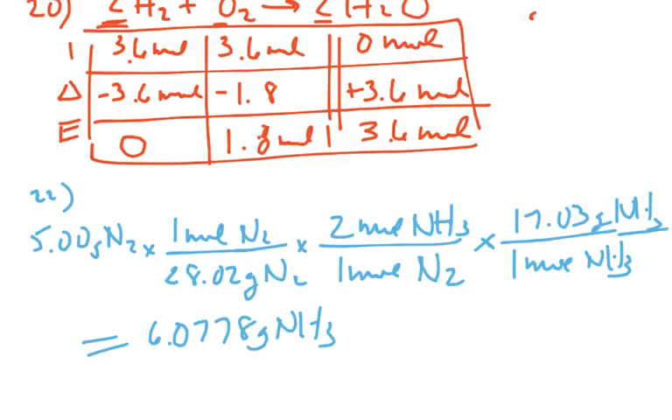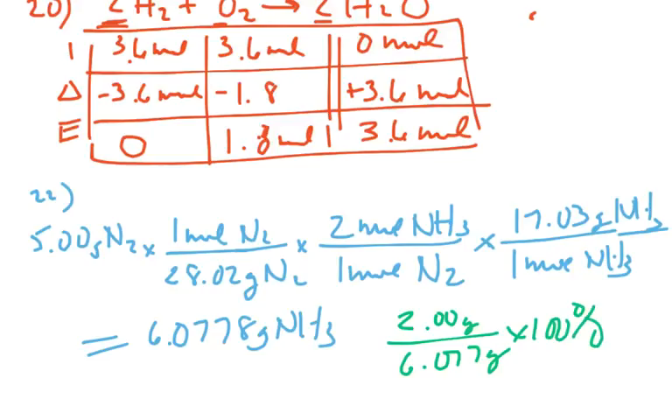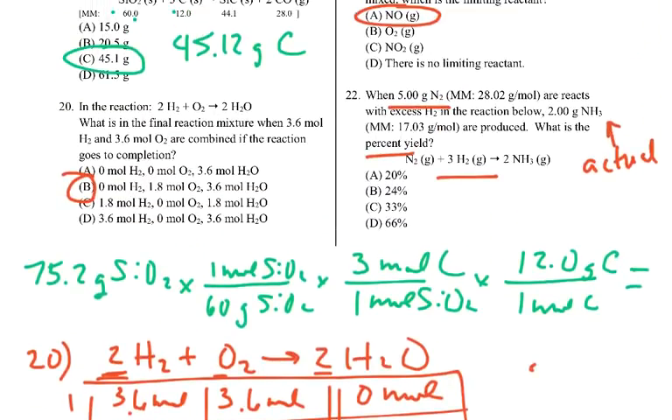So now to finish the answer, the question is, what's the percent? It said in the problem that the actual was 2 grams of ammonia, and I get 6.077 grams, times 100%. And if I just round off, 2 over 6, that's 1/3, so I need an answer like 33%. And look at that, there's the answer, 33%. So that's the multiple choice section, and I will do a separate tutorial for the problems.